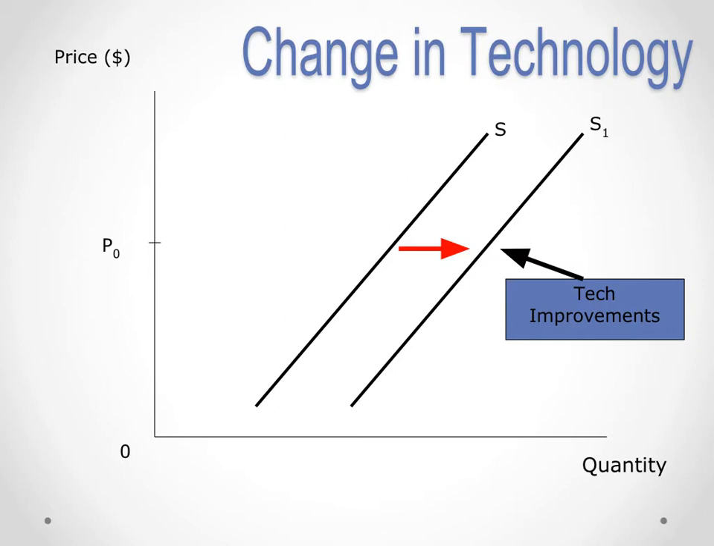Advances in technology are assumed to increase supply. If a given technology made it more expensive to produce that same product, a firm would not adopt it, as doing so would increase the cost of production and diminish their revenue streams.